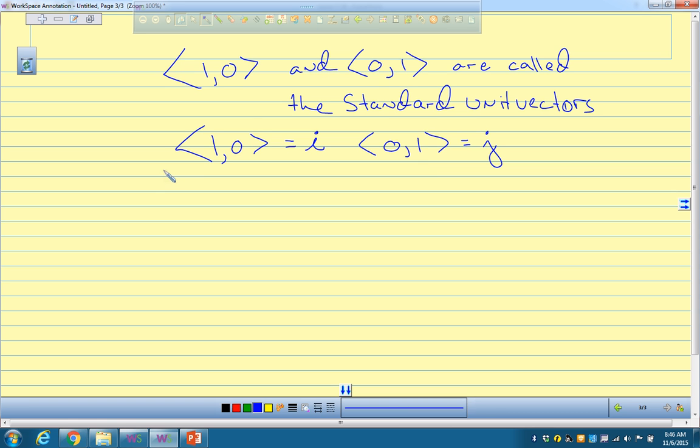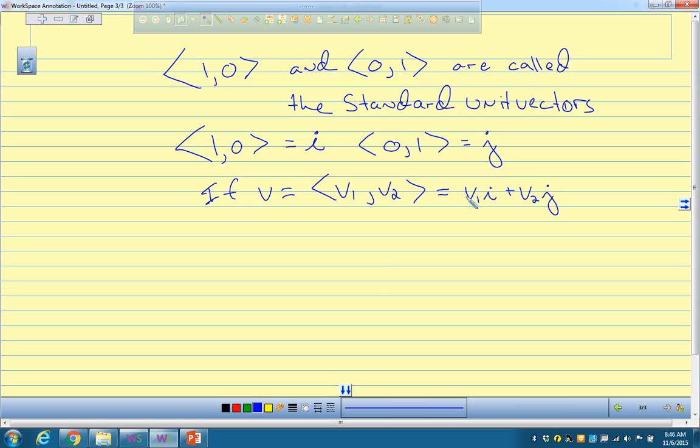So if v is equal to v1, v2, another way to write this vector is just like this: v1 i plus v2 j.